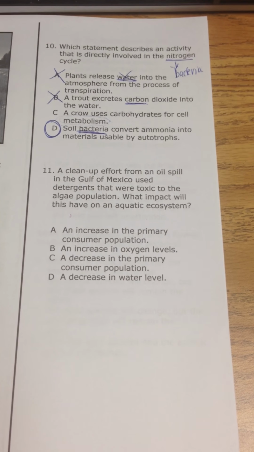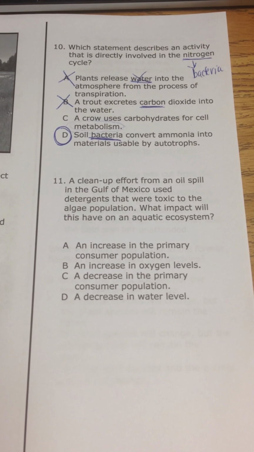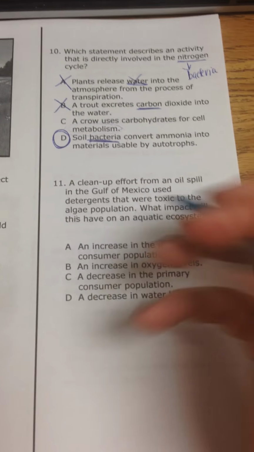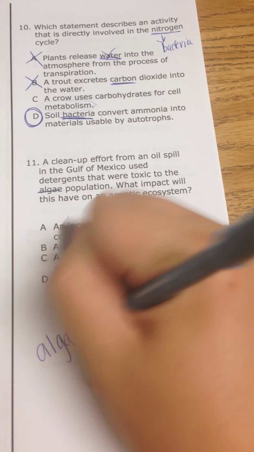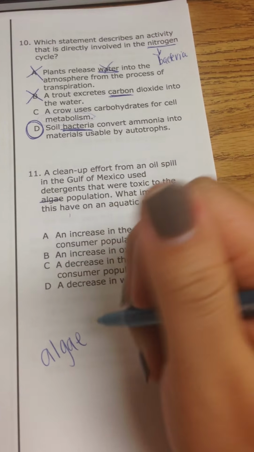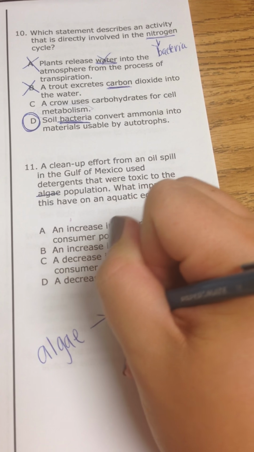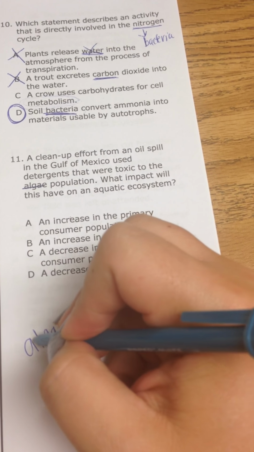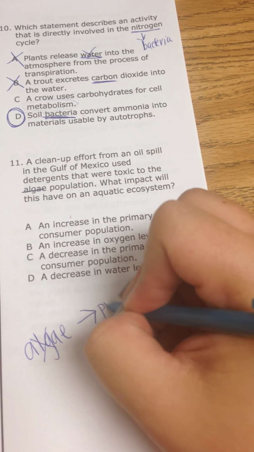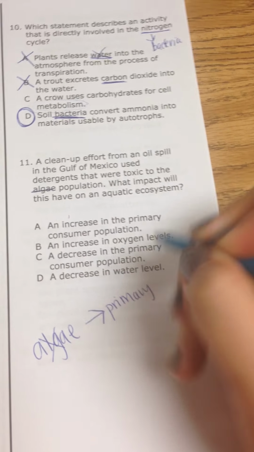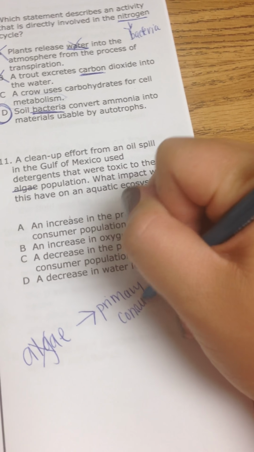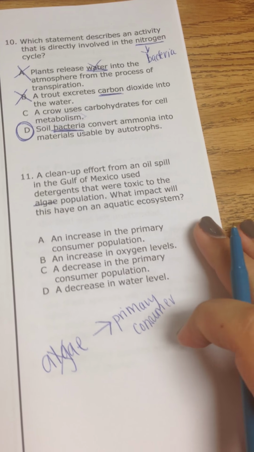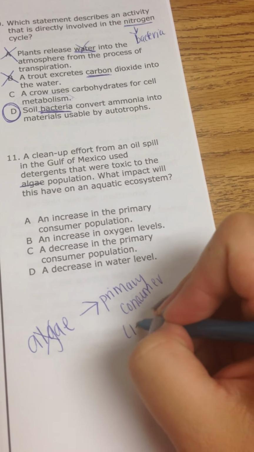Okay. All right. Number 11, cleaning up the Gulf. Toxins are killing algae. What will this have on the ecosystem? Algae is a producer. So I'm going to start with the algae. If they are killing off the algae, these would be my primary consumers that feed on the algae. Oops. If I have no algae, I'm going to have less of these guys.